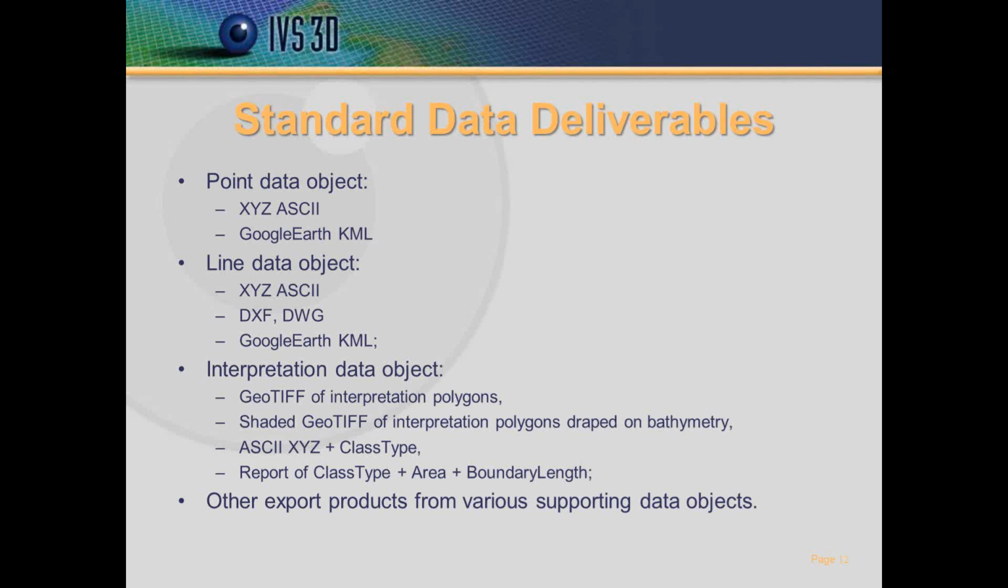We can export a geotiff of interpretation polygons, so filled polygons that show the different, in our case, seabed class types. You can also drape that geotiff on top of the seabed and create a shaded geotiff. You can export as an ASCII XYZ or DXF or Google Earth KML. You can also generate a report that consists of class type and area and boundary length information, and that's just a normal text file. And then, of course, there's all other sorts of products you can export from the various supporting data objects as well.